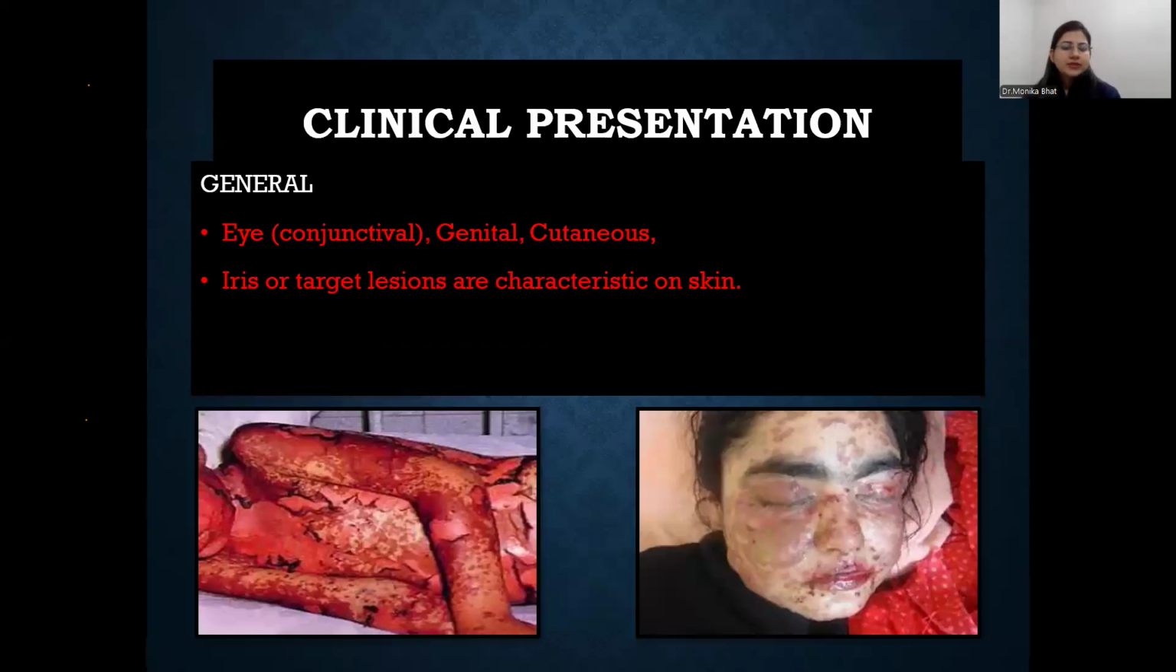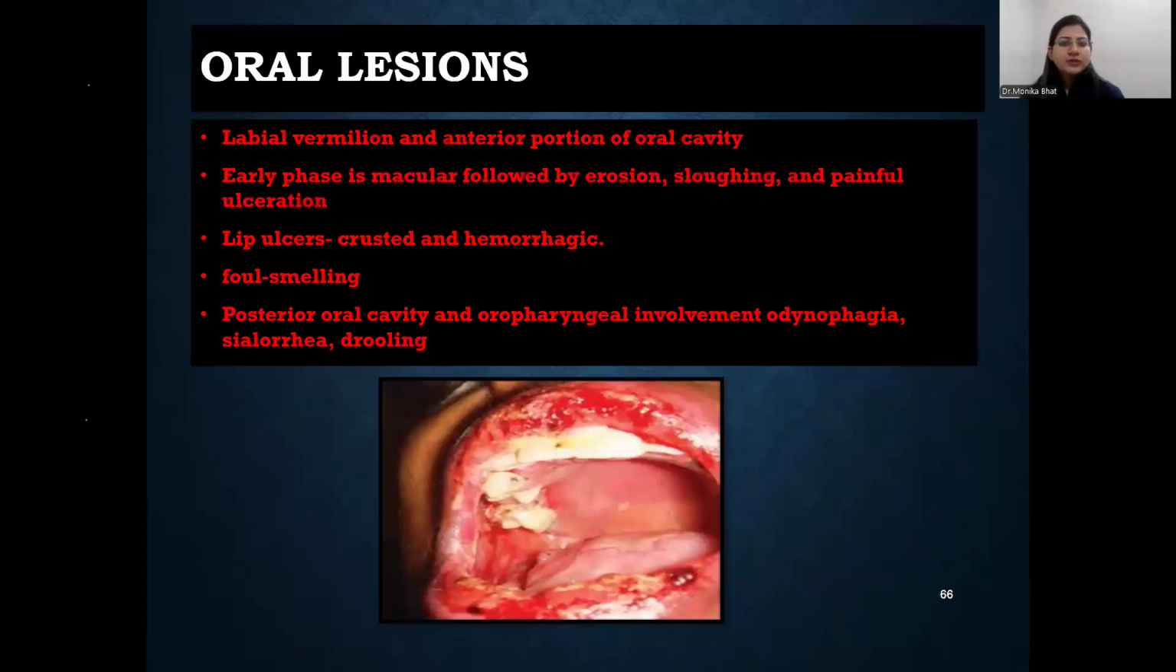The clinical presentation: in the general presentation, the eyes are involved, genitals and the cutaneous, that is the skin surfaces. Iris or the target lesions are characteristic on the skin, that is the target lesions can be appreciated with the denuded surfaces on the skin surface. Then the oral lesions, that is a labial, vermilion and the anterior part of the oral cavity. Early phase is macular.